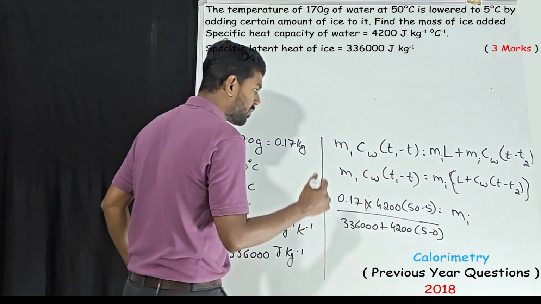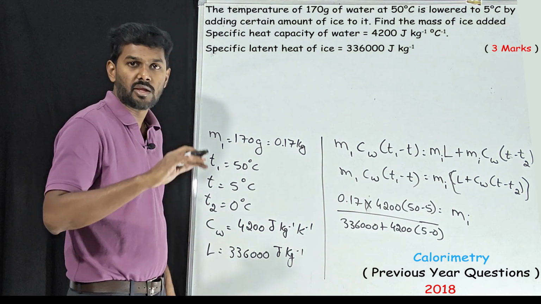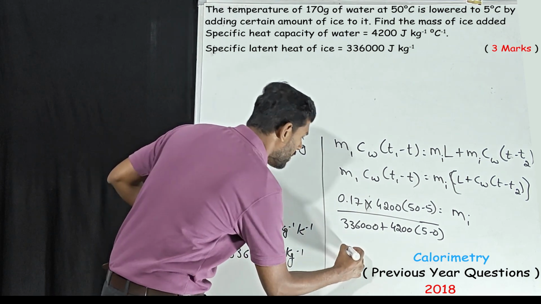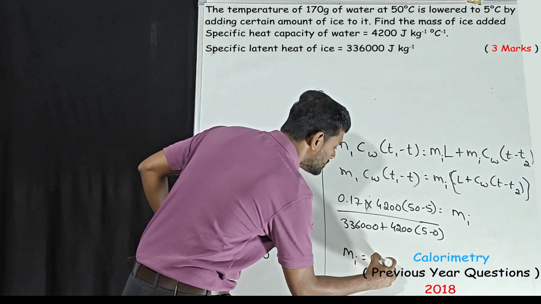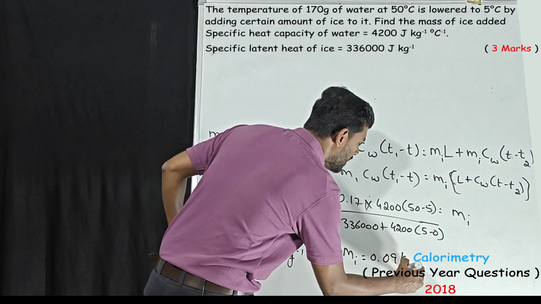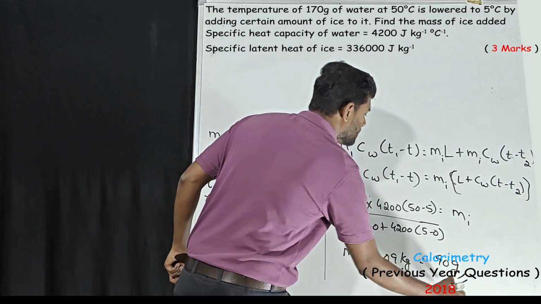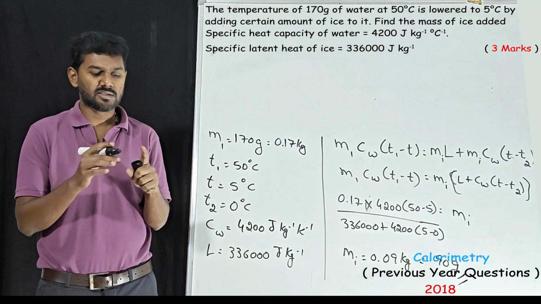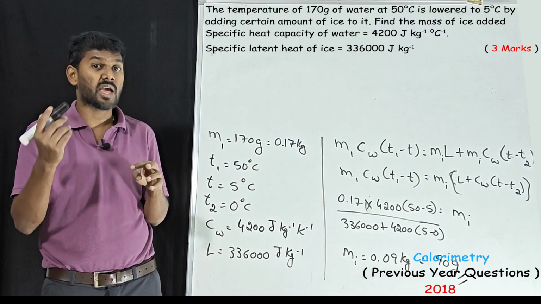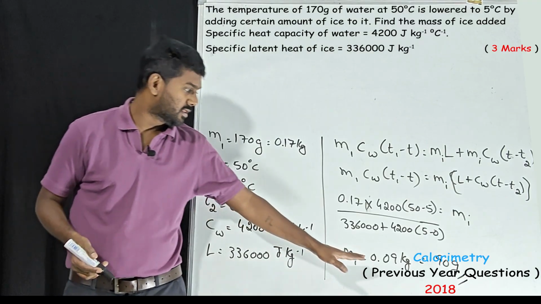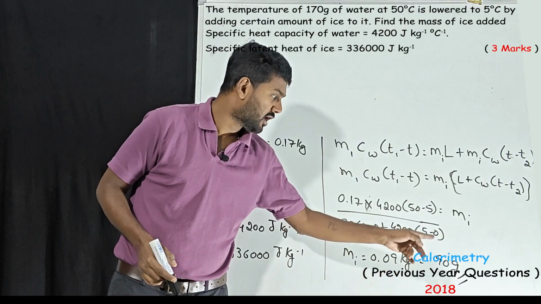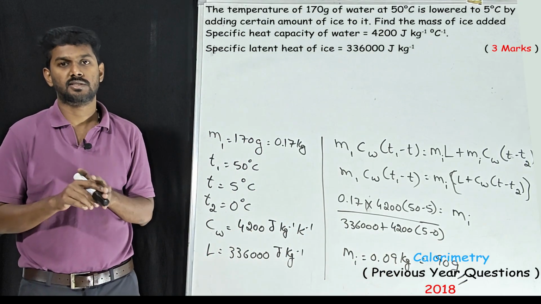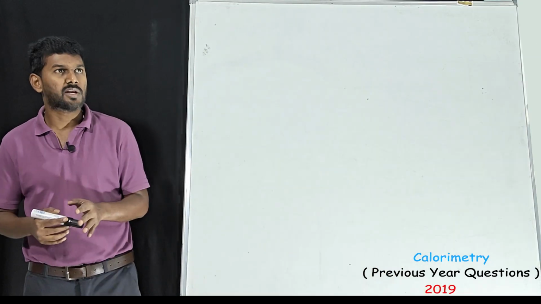So if you substitute properly and calculate, the mass of ice will be equal to 0.09 kg or 90 grams. Anything is fine. You can write the answer in kg as well as gram. Final answer we don't care. If they specifically ask you to write it in SI unit, then 0.09 kg. That's it. Now we'll move on to 2019.